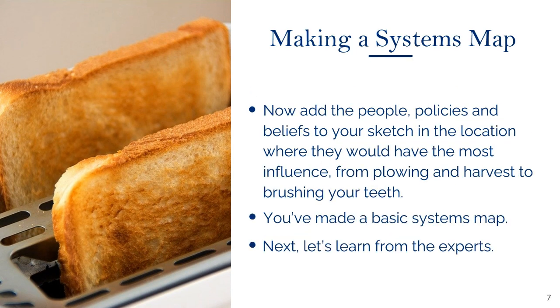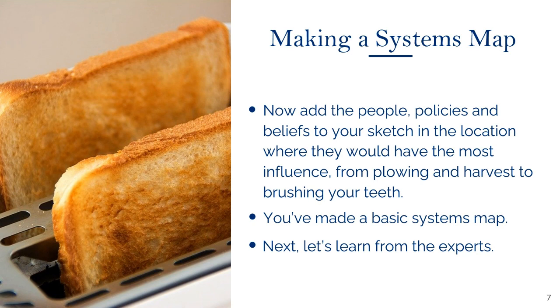Now what I want you to do is add those policies, those people, and those beliefs to the appropriate places in your sketch. So the farm policy might be at the end of the sketch where things are growing, and the belief that you have about whether or not bread is good for you might be at the end of the sketch where the toast is actually, you're at the grocery store deciding what to buy.